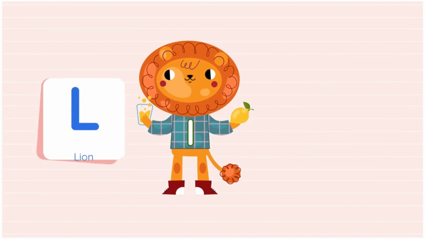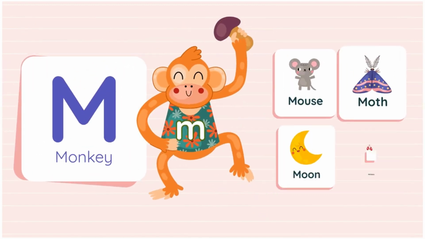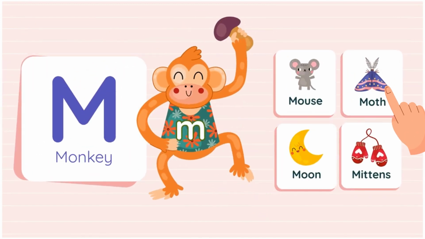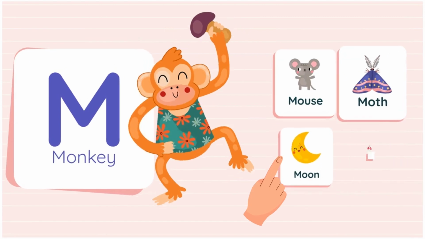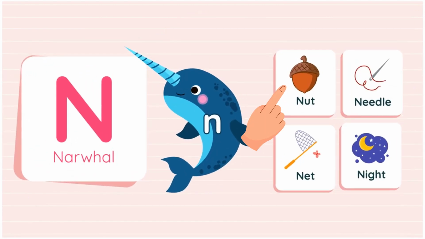L is for lion, ladybug, llama, lime, leaf. M is for monkey, mouse, moss, mittens, moon. N is for narwhal, nut, needle, night, net.